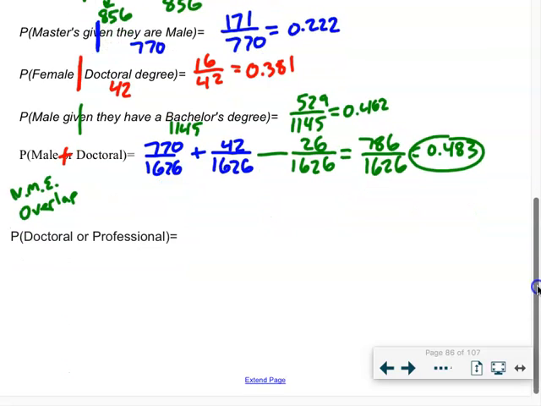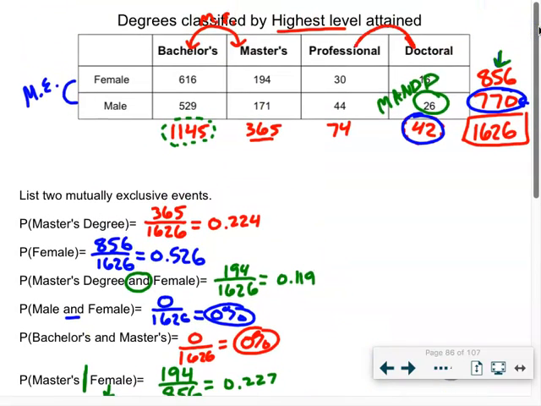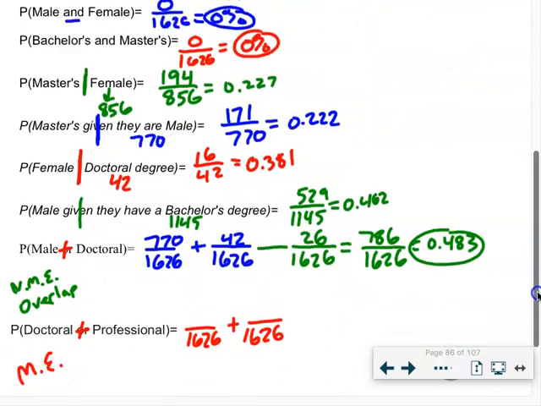Here's one that will not have overlap, and I'll show you why. So again, OR means add. 1626 is the bottom because these are not given problems. But these two are both levels of education, which means these ones are mutually exclusive. We have two columns here. Okay? There is nobody in both of these groups. They are mutually exclusive. So there's 74 people that had a professional degree and 42 that had a doctoral.